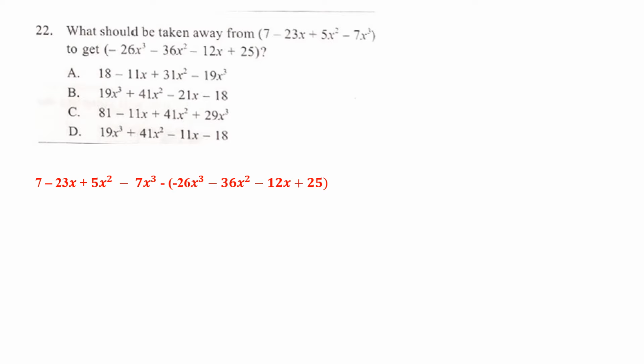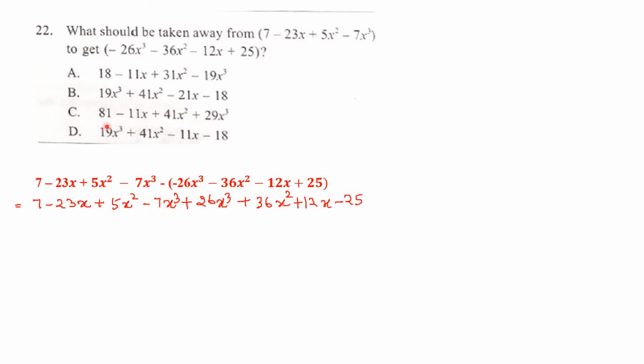So when you are going to solve it, it will be 7 minus 23x plus 5x square minus 7x cube. As before the bracket there is a negative sign, so inside all the signs will get changed. So minus 26x cube will become plus 26x cube. Then it will be plus 36x square, then plus 12x, and then minus 25. Now from here, no need to solve this complete solution. You just solve here minus 7 plus 26. If you solve it here, what will you get? You are going to get 19x cube, right?